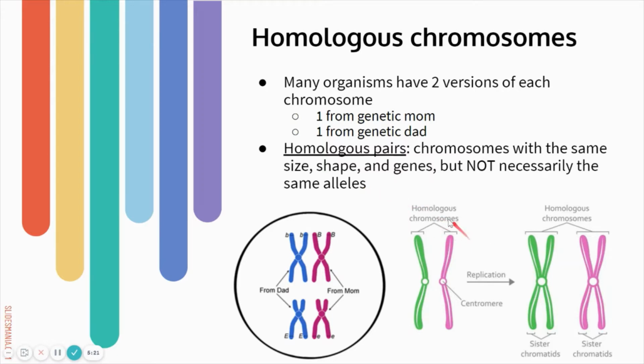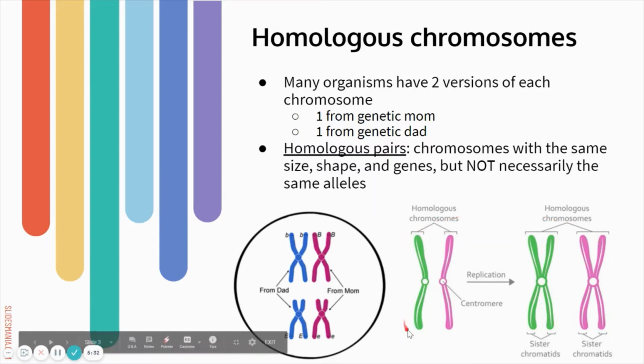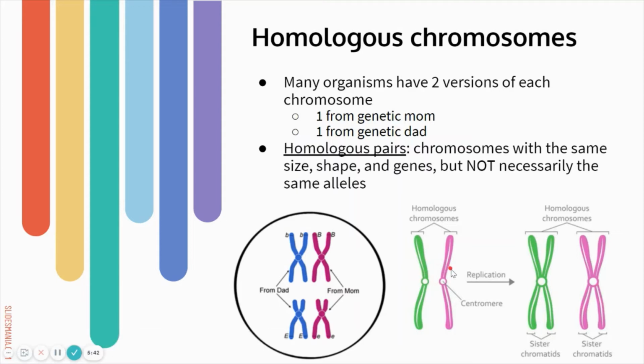So here we're showing pictures of homologous chromosomes. And again, just like with the karyotype, they can be unreplicated or they can be replicated. So let's say this green one is coming from your dad's side and this pink one is coming from your mom's side. So we still have a homologous set here because there's two chromosomes, one from dad and one from mom.